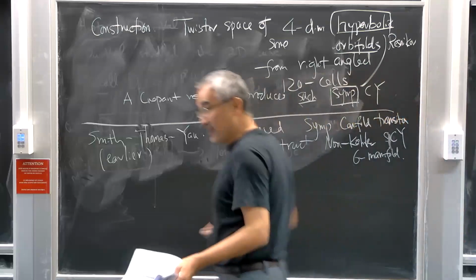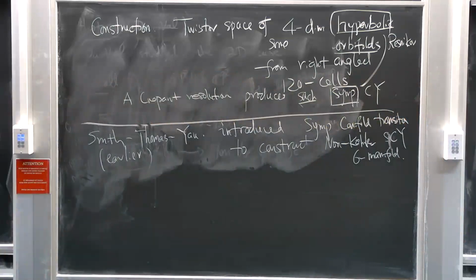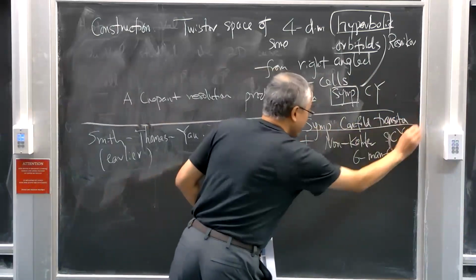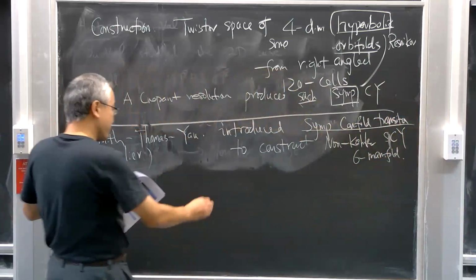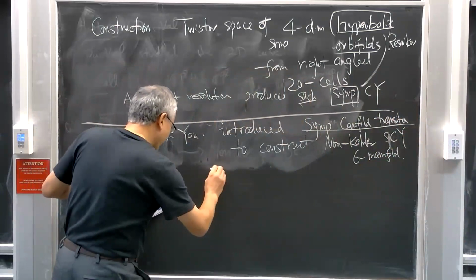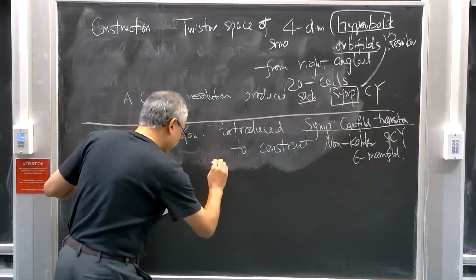Actually, it's related to what I'm going to talk about later, and also to Yuki's talk. So what is this construction? This is just to try to find a collection of Lagrangian 3-spheres.